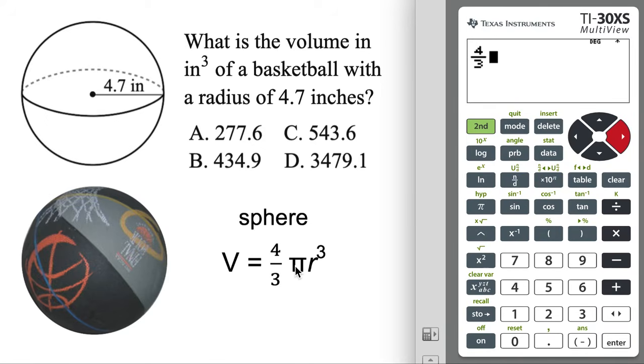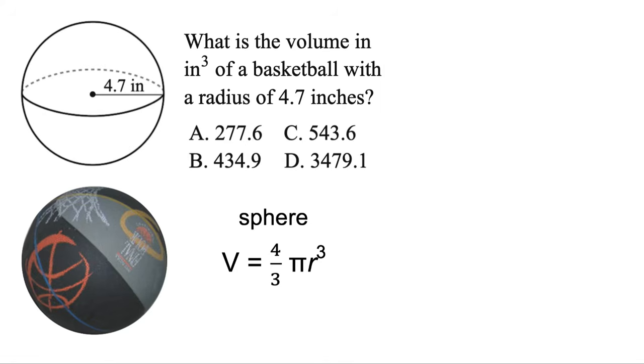Then we have a pi. That's on the left side right there. Then times, they're all next to each other, so we'll multiply by the radius, 4.7. But that guy is to the power 3, so we'll hit that up arrow, 3, and we're good to go. Okay, enter, 434.89, rounding it up, same thing as B there. So that is our volume.